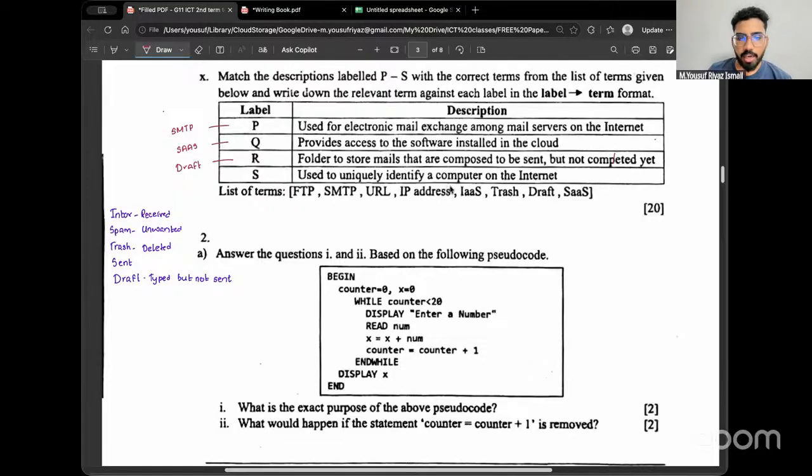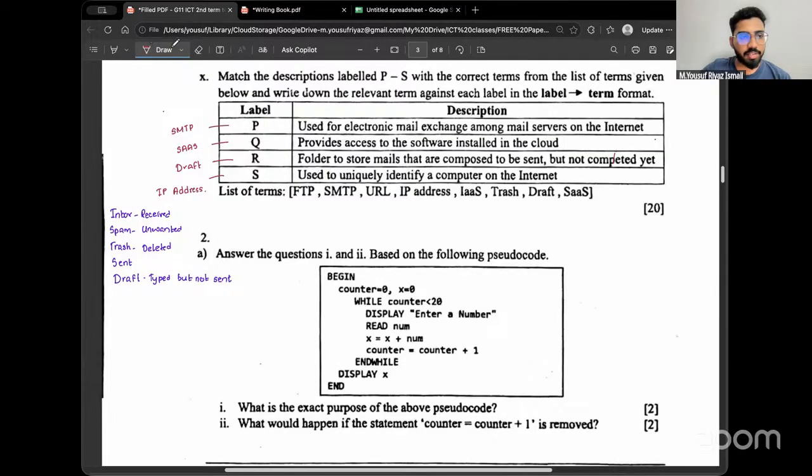Used to uniquely identify a computer on the internet. Every computer has something unique that we can use to identify it. What is that? It's an address. What address? Perfect. It's the IP address.